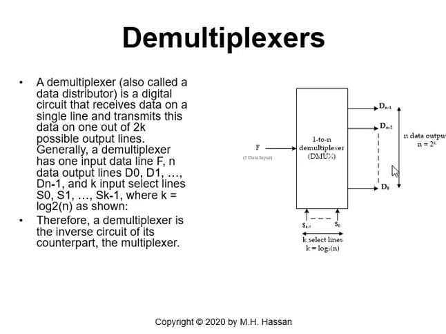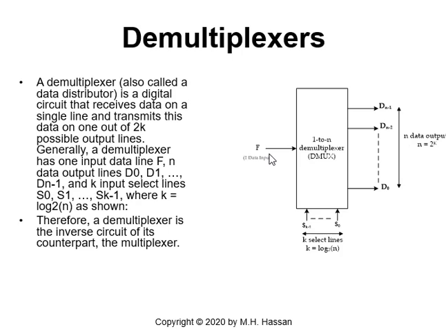Let's talk about demultiplexers. A demultiplexer, also called a data distributor, is a digital circuit that receives data on a single line and transmits the data on 1 out of 2 to the power k possible output lines, where k is the number of select lines. So if the number of select lines is 3, we can transmit the data on 2 to the power 3, which is 8 data lines. So this is really the opposite of the multiplexer and serves a communication channel very well.